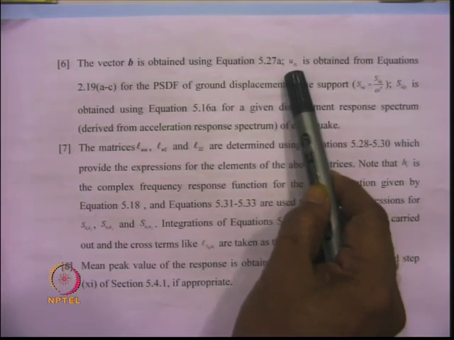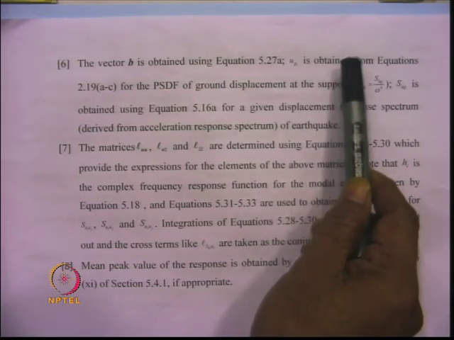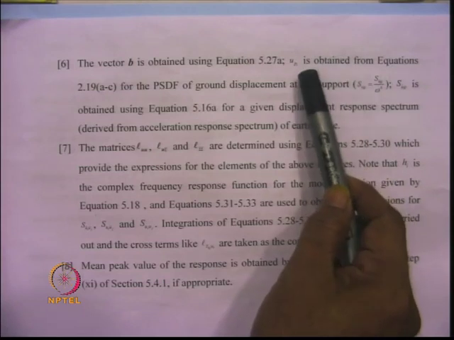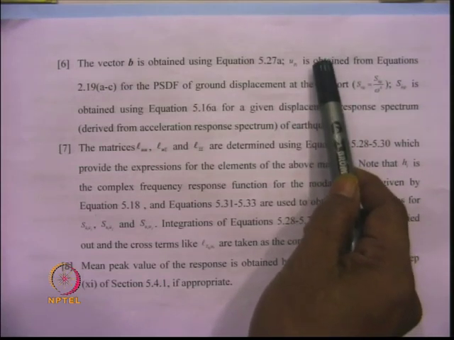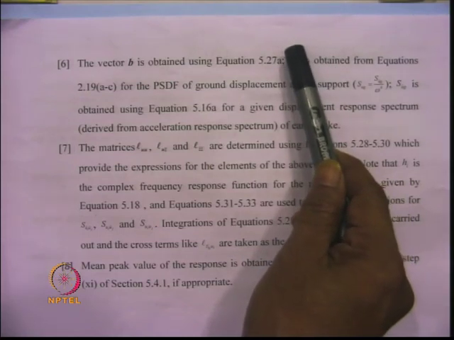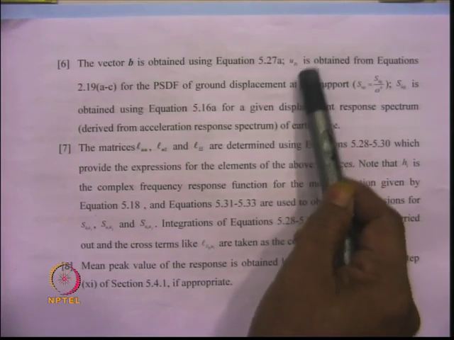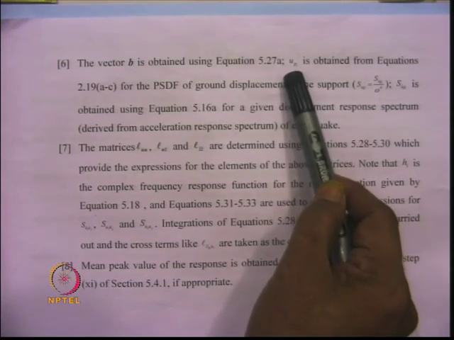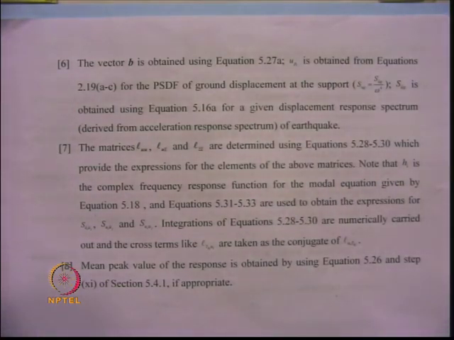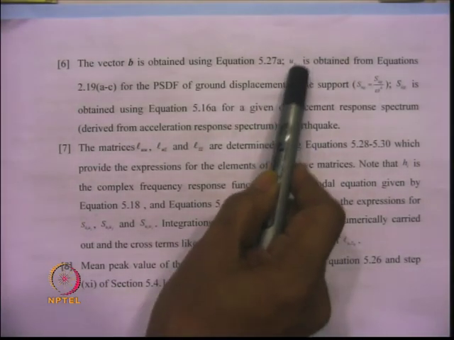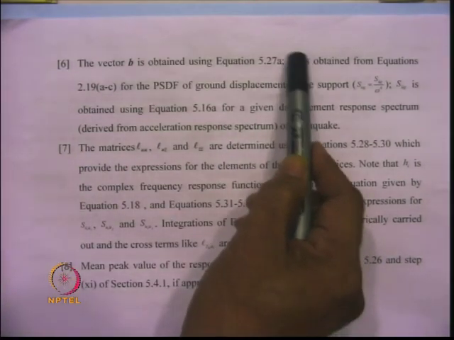This can be obtained from the specified power spectral density function for the support excitation, and then converting it to the power spectral density function for displacement. The area under that curve gives the standard deviation, and that standard deviation can be multiplied by a peak factor in order to obtain the peak value, or expected value, of the ground displacement.